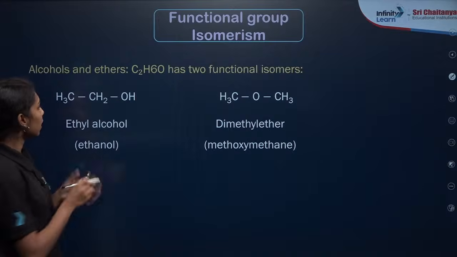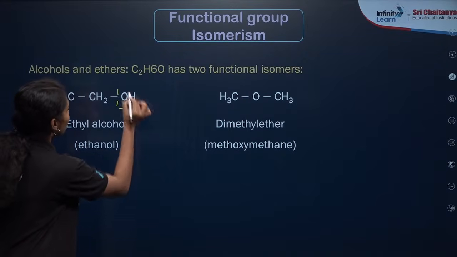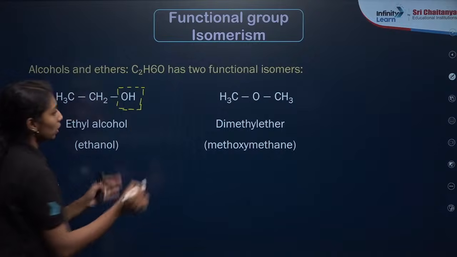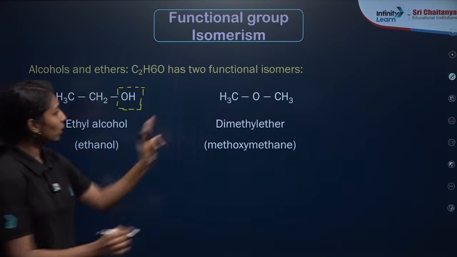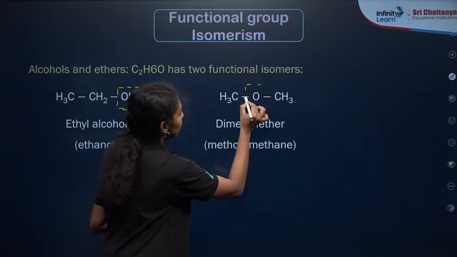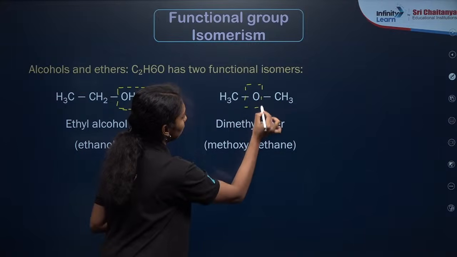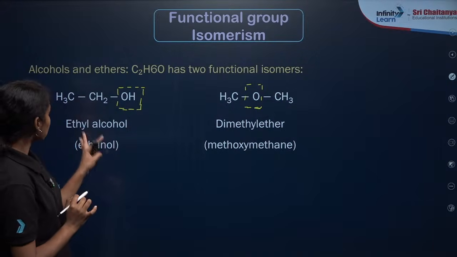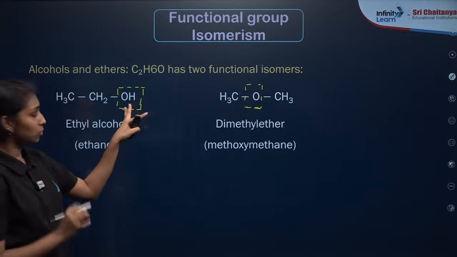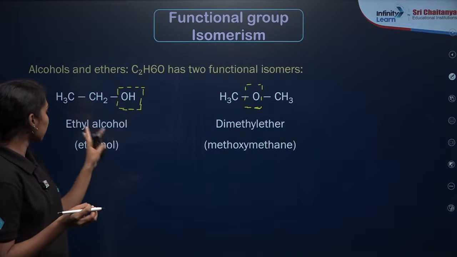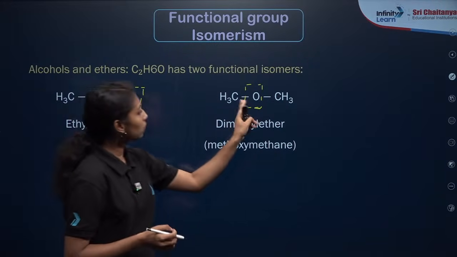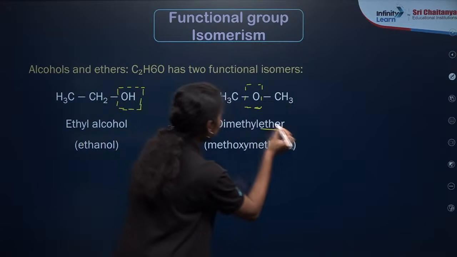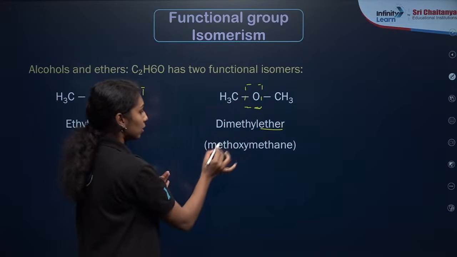What you are observing here is that an OH group is present. This is a functional group, the hydroxy group. Instead of the OH group, there is another functional group known as the oxy group or ether group. So this is one compound, ethyl alcohol, which because of the presence of the hydroxy group is known as an alcohol, and because of the presence of this oxygen the other compound is known as an ether. This is dimethyl ether.